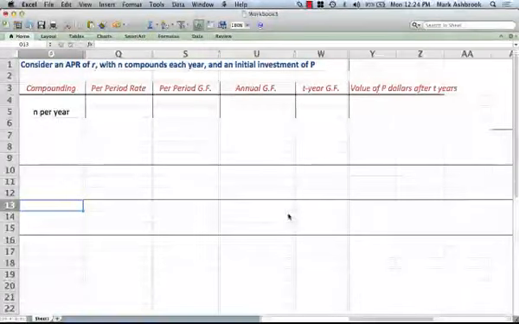Let's do it totally in general. So your APR is any number R, N compoundings per year, initial investment of P. Same process, so work it out. We want to get the per period rate, the per period growth factor, the annual growth factor, the T-year growth factor, and the value of P dollars after T years. So now everything is in general. We're building a formula, but it's the same thing we did before. Work together.